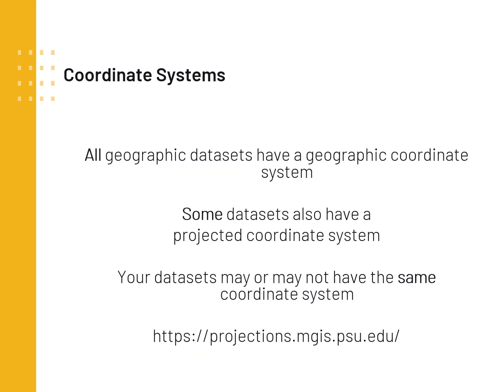All geographic datasets have a geographic coordinate system. Some datasets also have a projected coordinate system. Your datasets that you're using may or may not have the same coordinate system, but the software should be able to line them up, provided it knows which coordinate system your dataset is in.